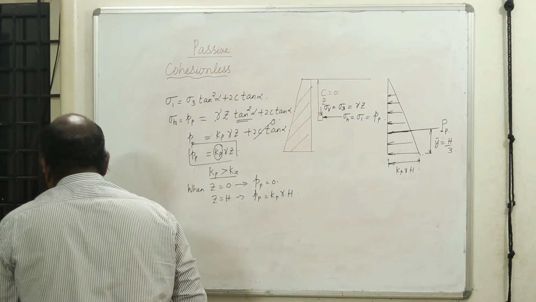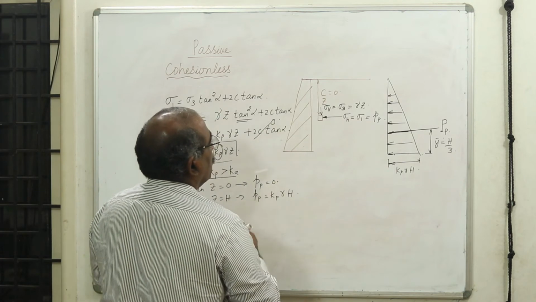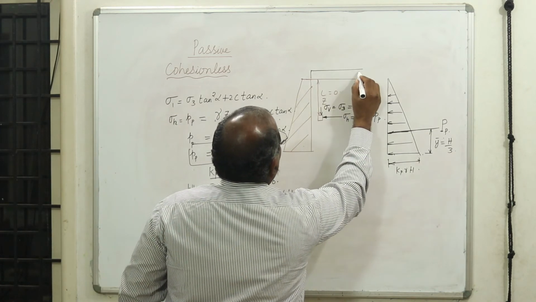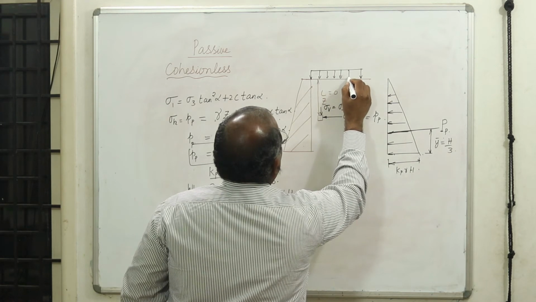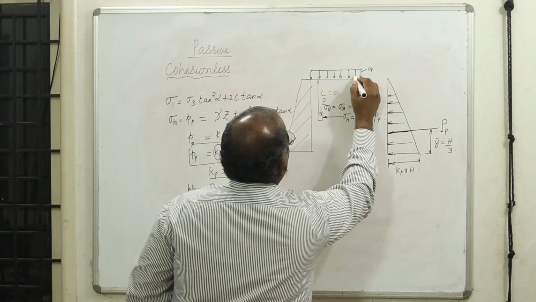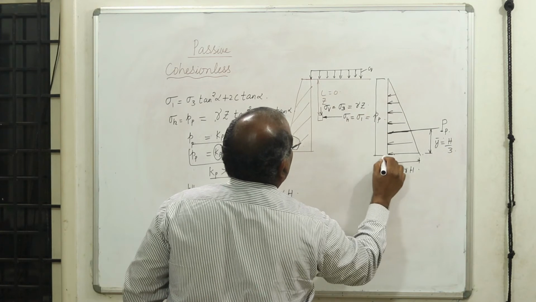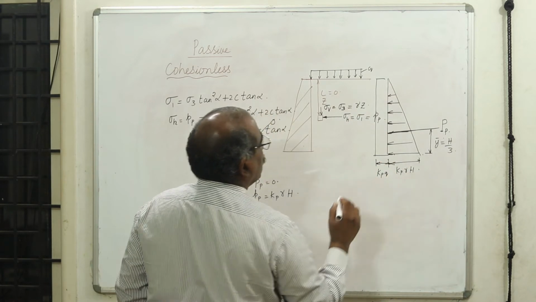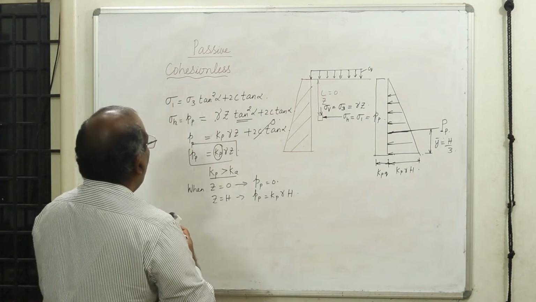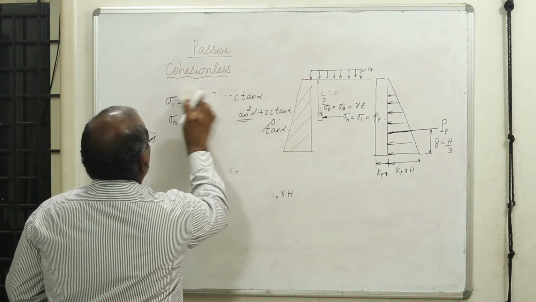Now if you have got a surcharge, all things remain the same. There is no difference in this. You have got q. Then what happens? You will have an additional term, Kp q, throughout. All things remain the same in a passive case.